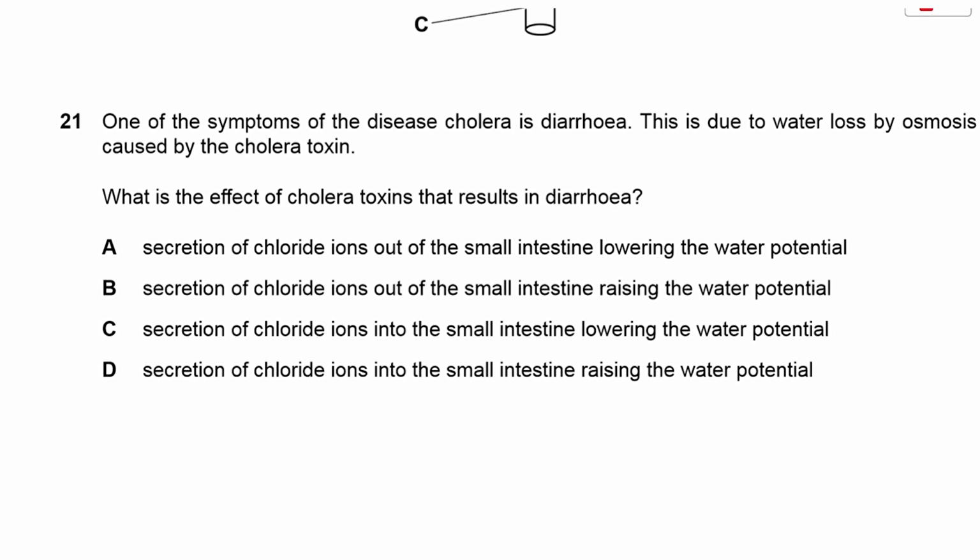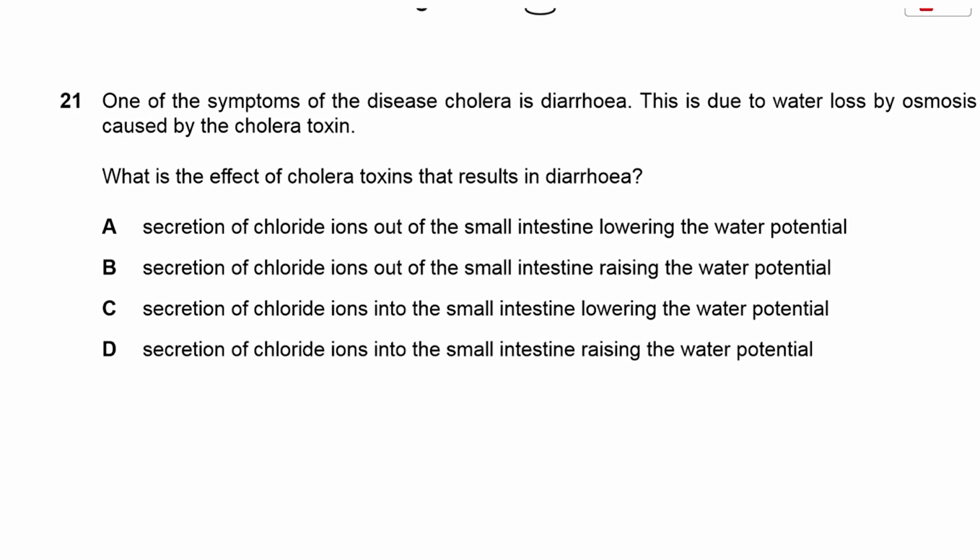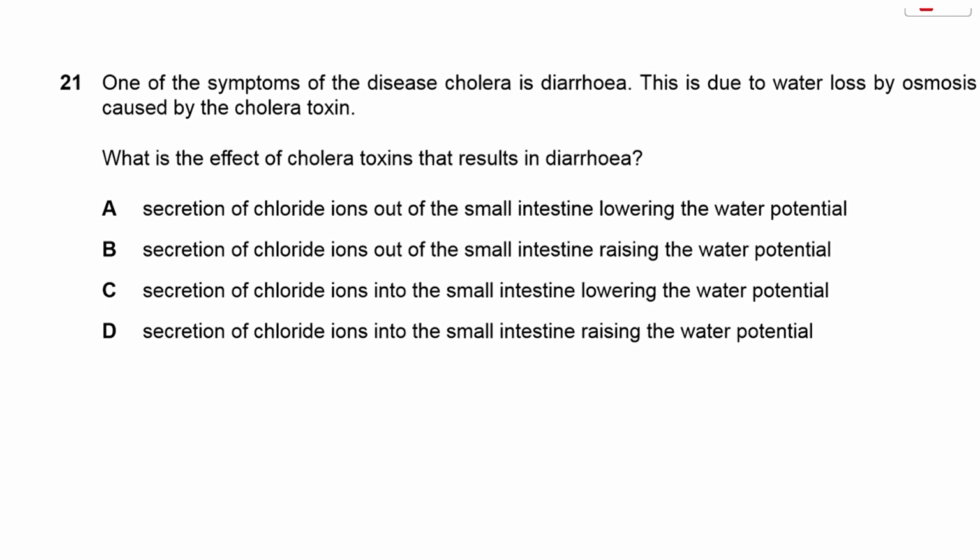Number 21 says, one of the symptoms of the disease cholera is diarrhea. This is due to water loss by osmosis caused by cholera toxin. What is the effect of cholera toxin?